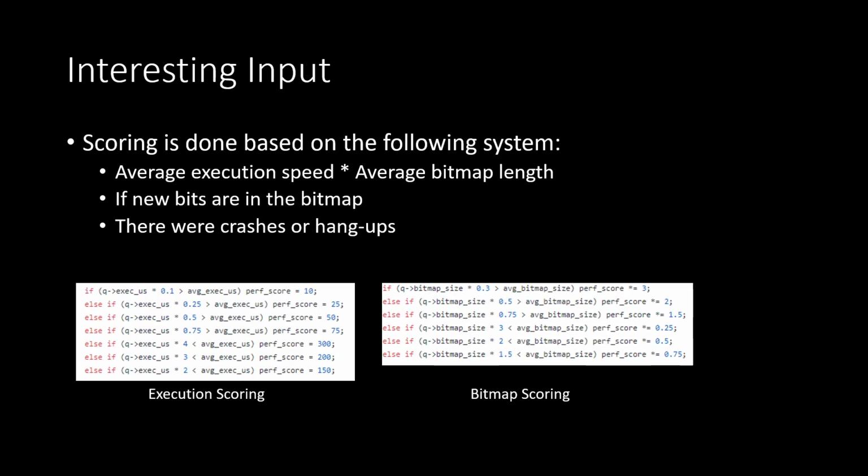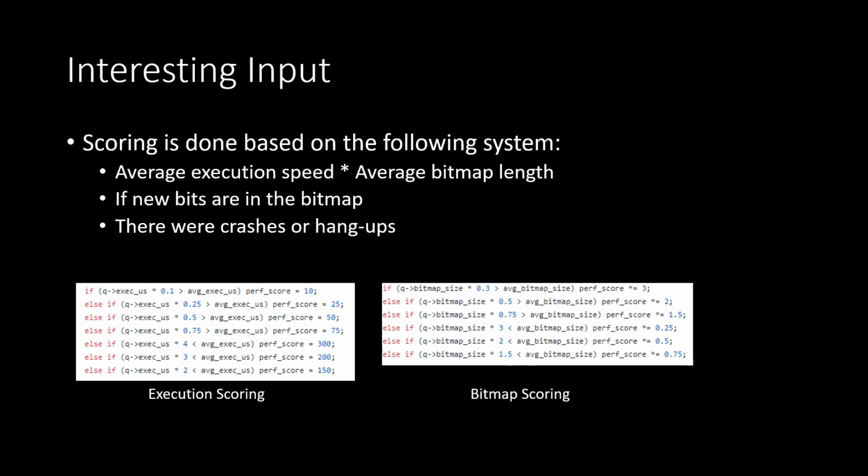Another really important phase is how you generate interesting input and basically how you tag an input as interesting. So AFL does this based on a scoring system. So the first thing that they do is they just take the average execution speed and the average bitmap length, which essentially is just the length of the input string, and they multiply them together. And that gets a number, obviously. And then they ask the question, are new bits generated in this input string? Like, has testing yielded a new input potentially? If the answer is yes, then the score gets bumped.